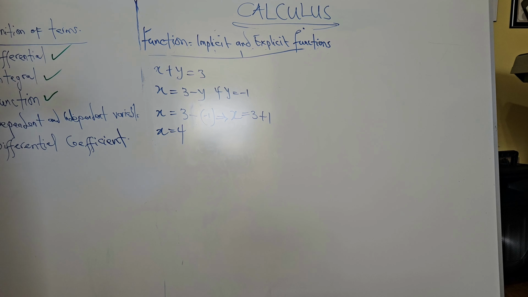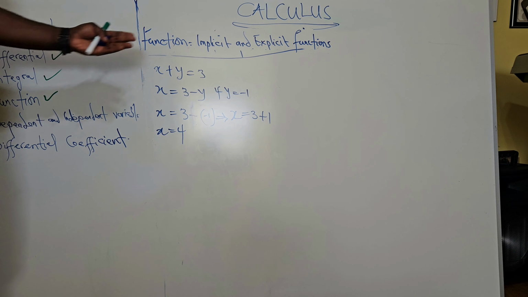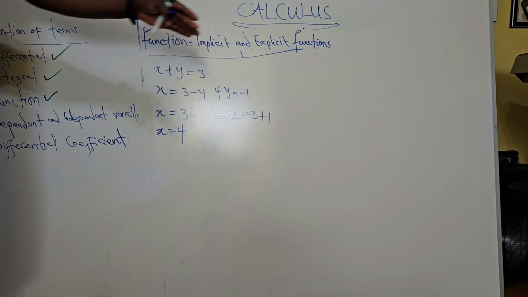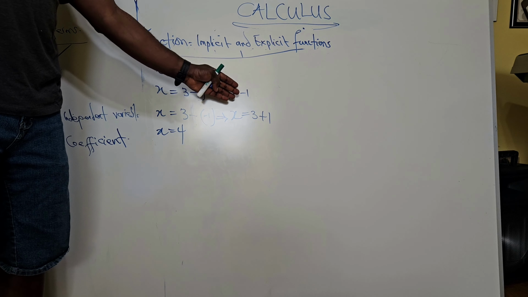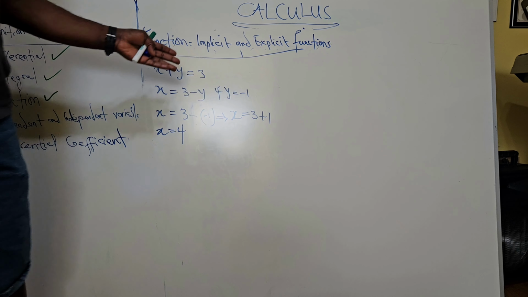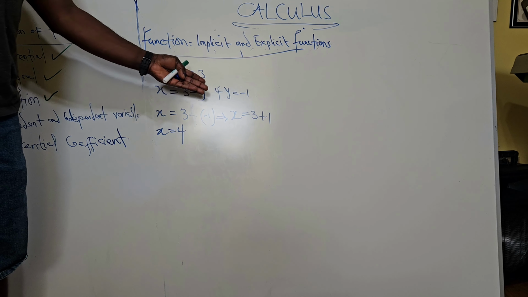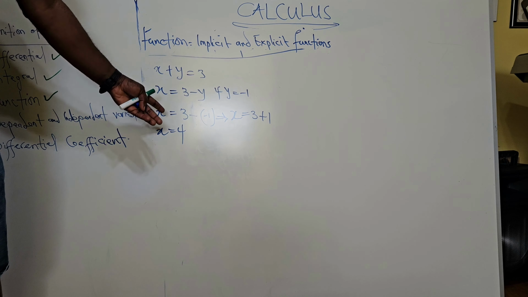So the dependent variable is the variable that we're looking for, the variable that is standing by itself, and its value depends on the value of the other variable on the other side. The independent variable is the variable on this side of the equation, where we sometimes know the value, or where the value does not depend on the value of x.